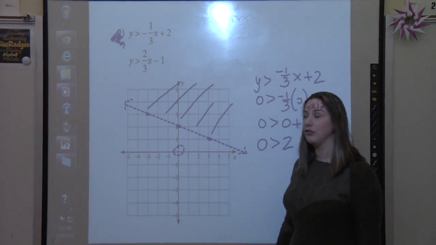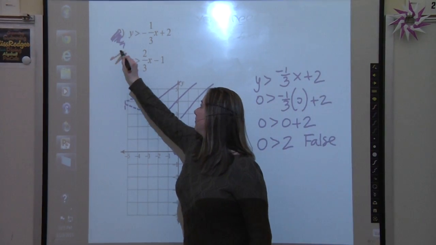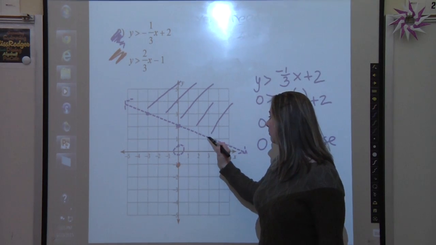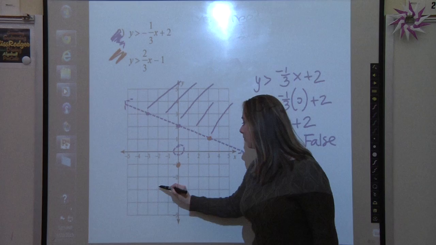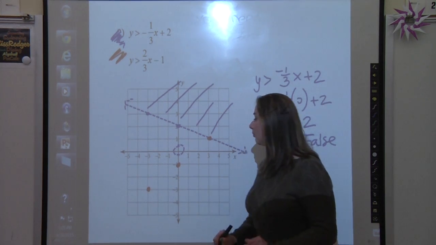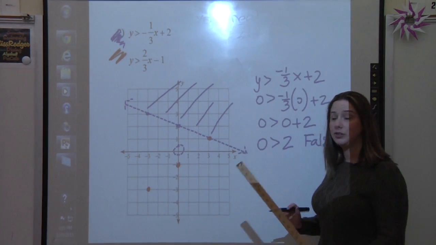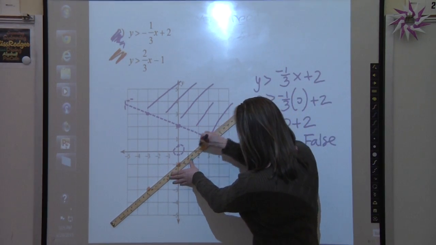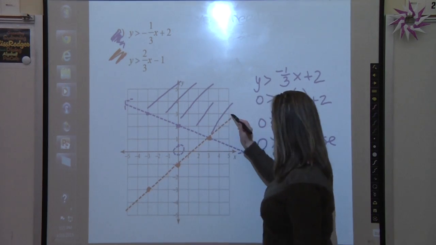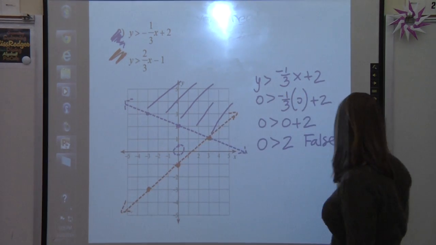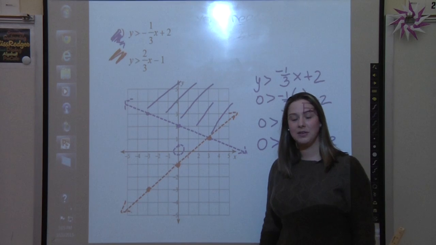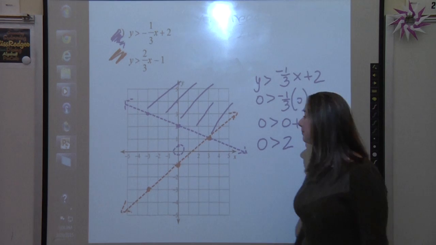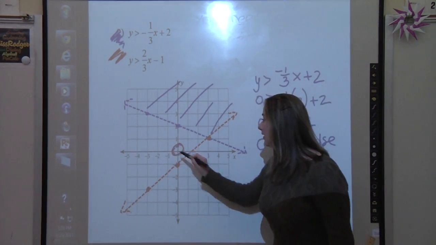Let's graph the second equation in red. This problem is also dashed. I now need to test a point to determine if I'm going to shade up or down, above or below the line. Let's try 0, 0.